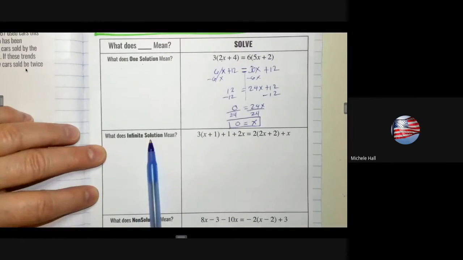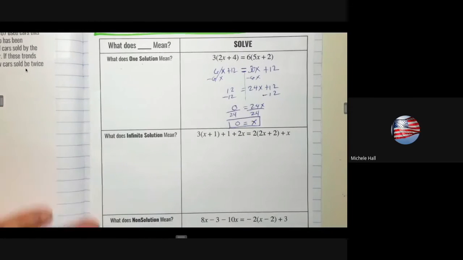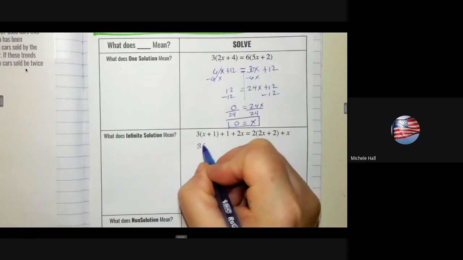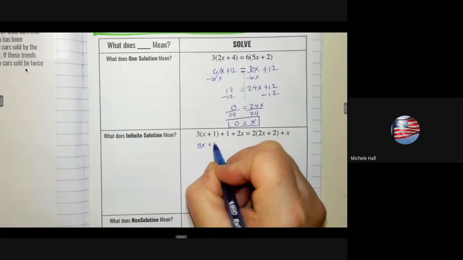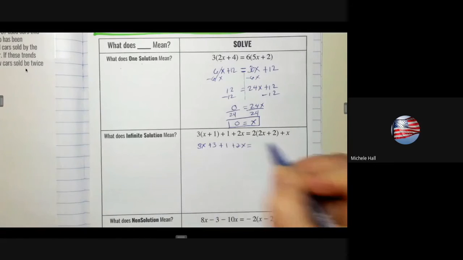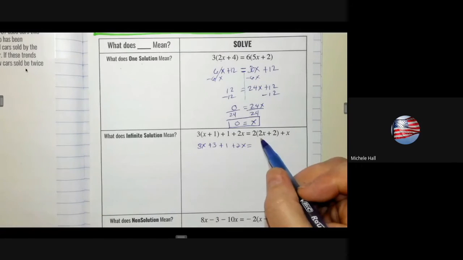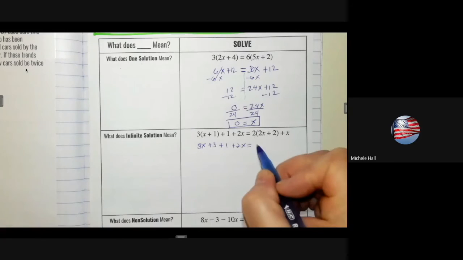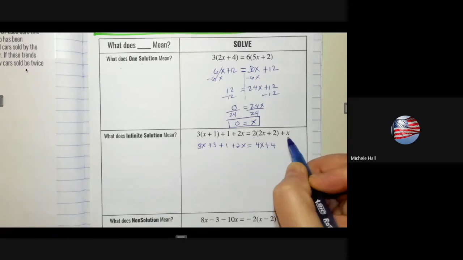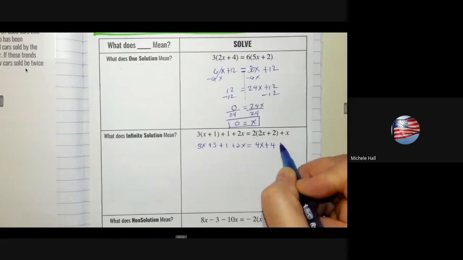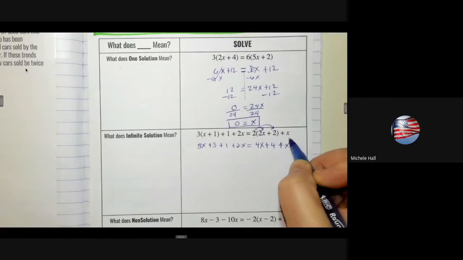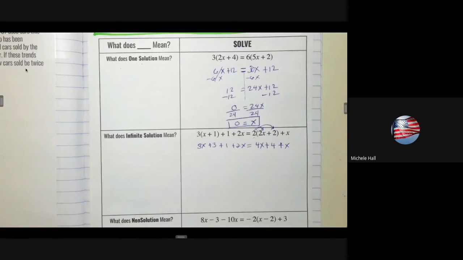What does an infinite solution mean? All right, distributive property, 3 times x is 3x. 3 times 1 is 3, plus 1, plus 2x equals, distributive property again, 2 times 2x is 4x, 2 times 2 is 4, and then I have a plus x. Distributive property stopped here. This x is not included in the distributive property.